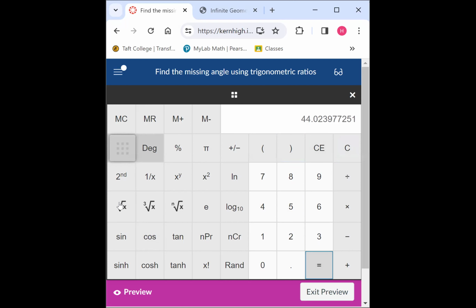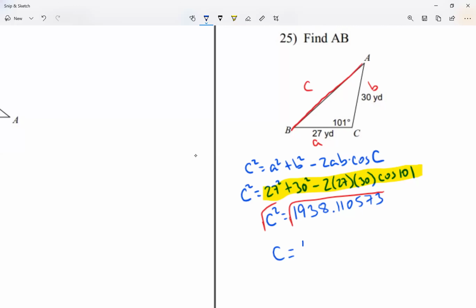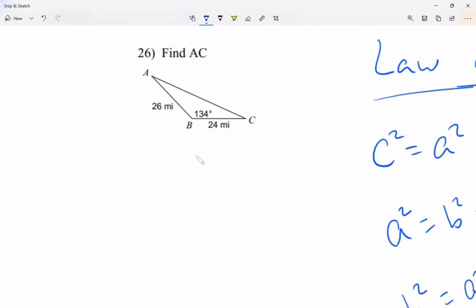So 44.0239. I'm rounding to the nearest tenth, to 1 decimal place. So I'm going to call this 44.0. My .0 is optional, so 44, 44.0, however you want it. Okay, that was not bad.